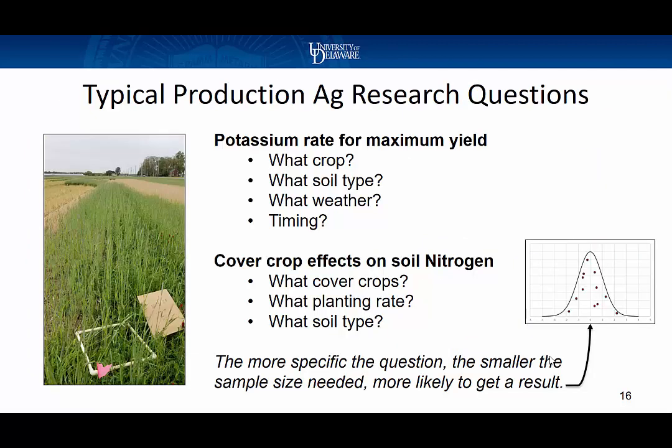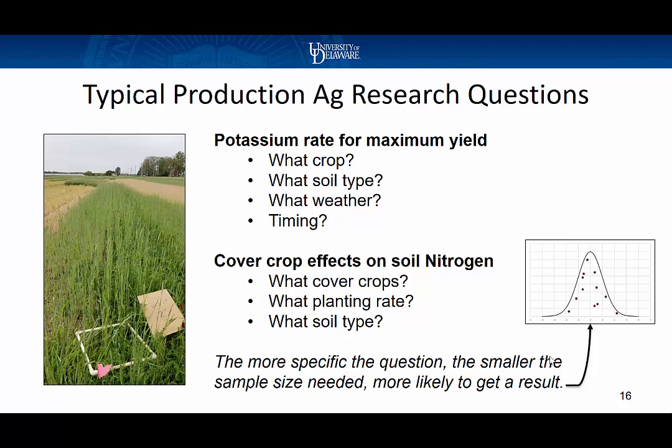So when we get into an ag question, a lot of this will make sense, but you just have to think about it. Potassium rate for maximum yield. We're going to choose one crop. That would make sense. But what if you didn't? What if you said, I'm going to figure out the potassium rate for maximum yield of every crop on the planet? You couldn't sample enough to get that. So you choose your crop. I'm going to do corn.